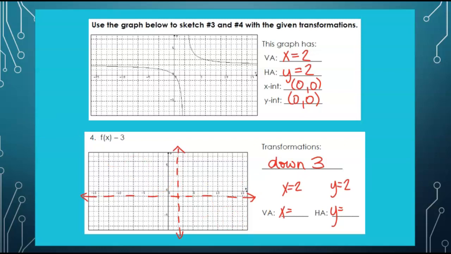So if the horizontal asymptote was the one that changed, what do I do to this y equals 2? I subtract 3. So I end up with a horizontal asymptote of y equals -1. Did the vertical asymptote change? No, it didn't change at all because we didn't shift left or right. We only did a translation.